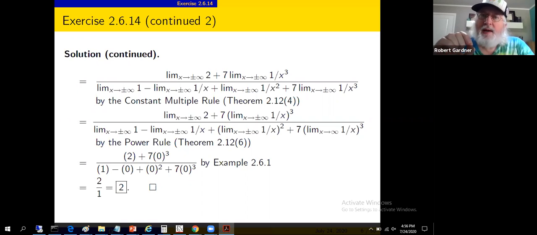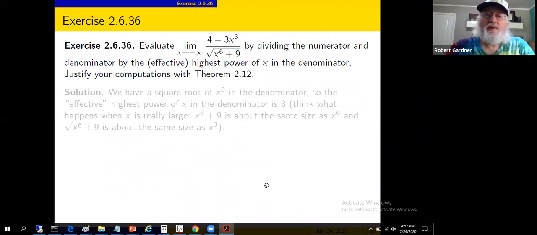Divide the numerator and denominator by the highest power of x in the denominator. You could also divide by the highest power of x in the numerator. Well, this time it didn't matter because they were the same. But you might end up with some zeros in the denominator, so that won't work. Divide numerator and denominator by the highest power of x in the denominator, and it'll work out just like this one does, provided you have a rational function. Let's look at another one.